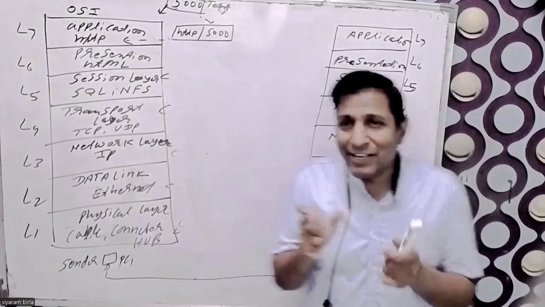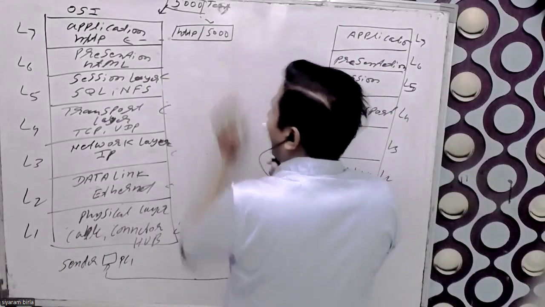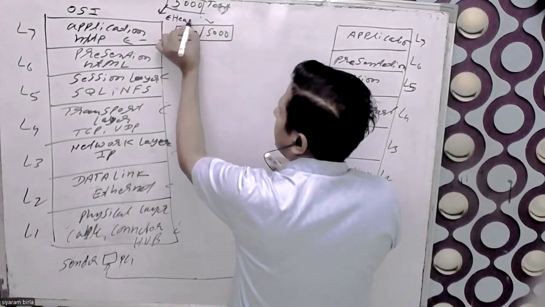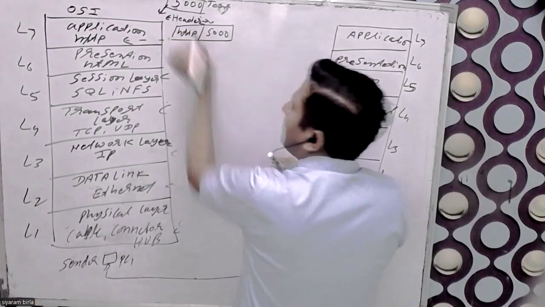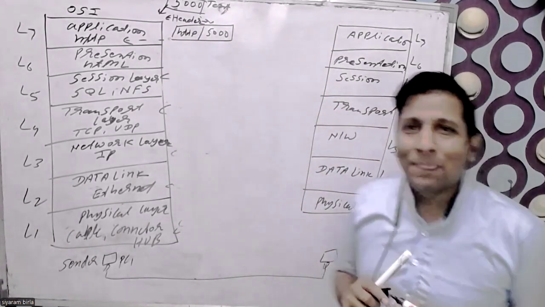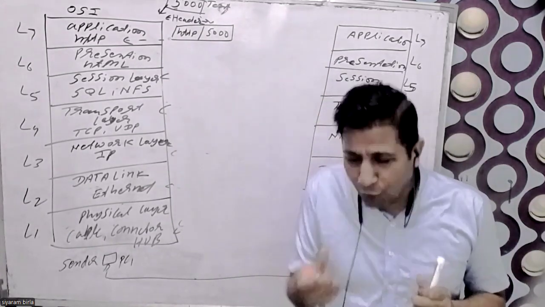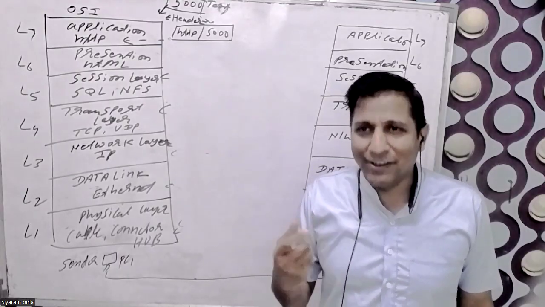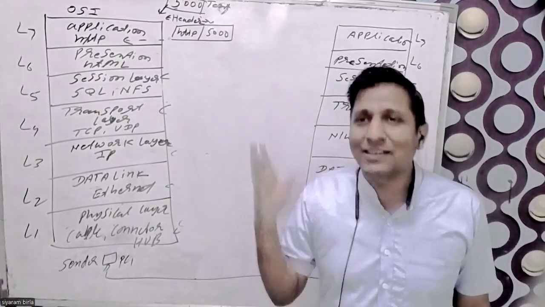So it is my real data, and after that I'm putting the header. This is my header. So before the data, the header is coming. Like inside of the envelope, my mark sheet is there.